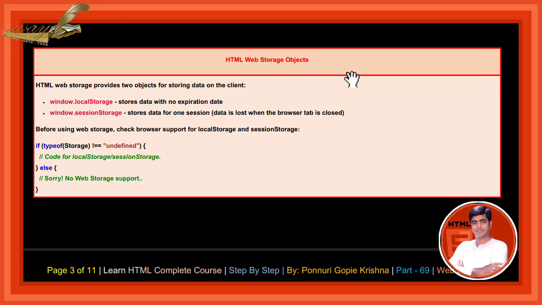HTML web storage objects. HTML web storage provides two objects for storing data on the client. Window local storage stores data with no expiration date. Window session storage stores data for one session. Data is lost when the browser tab is closed. Before using web storage, check browser support for local storage and session storage.